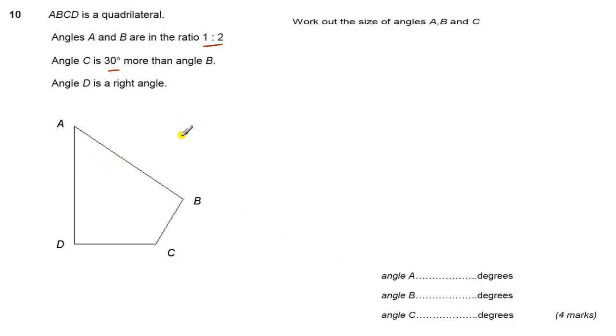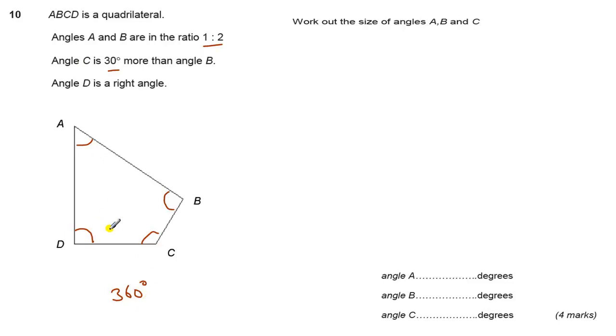Now, that's not to say this can't be done in other ways, and you could do this question by guessing some numbers and seeing if they work until you get one that fits. But the things you've got to know are that all the angles in a quadrilateral, all these four angles, will add up to 360 degrees.